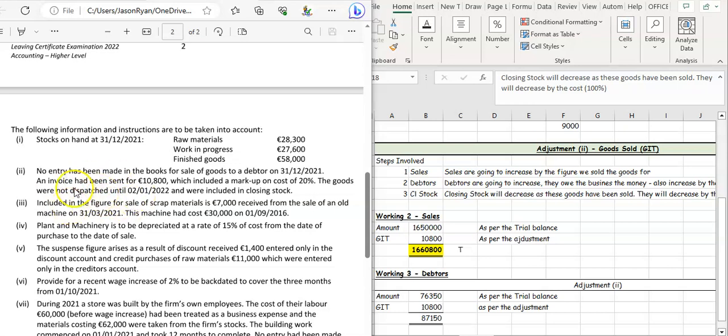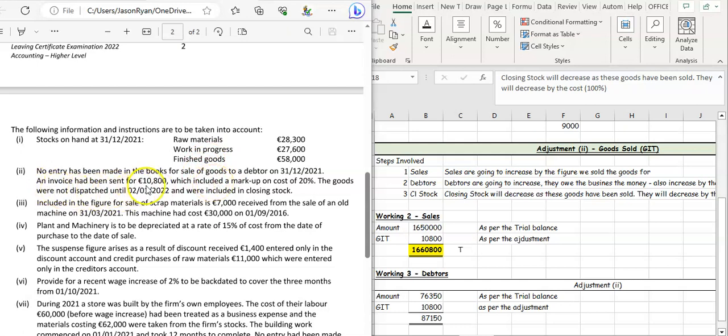So let's have a look at the second adjustment for the 2022 company manufacturing account question McGuigan. No entry has been made in the books for sale of goods to a debtor. So if we sell something, then we're going to have to adjust our sales. We're also going to have to adjust our debtors. And then because we sold goods, we're going to have to adjust our closing stock.